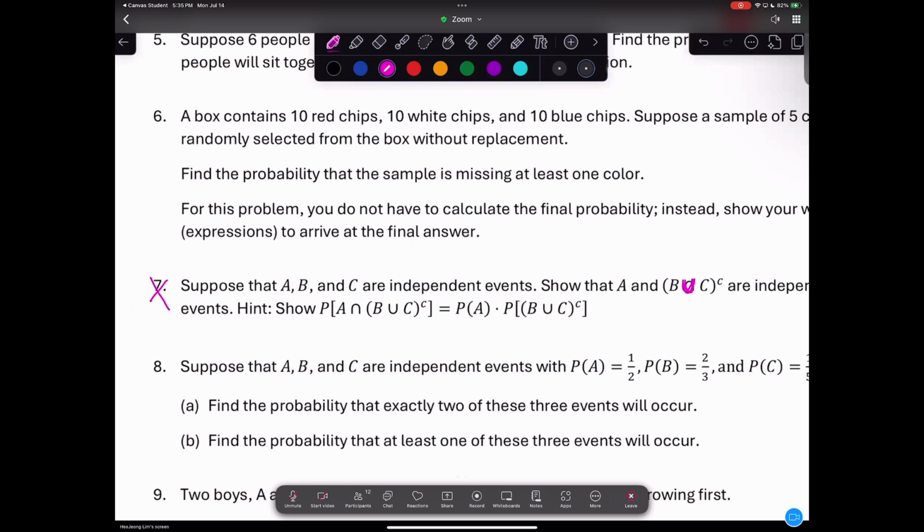Your exam is 50 points total, so your points is how many points you earned out of 50 points. All right, so that was that. I just want to make sure that you know that.